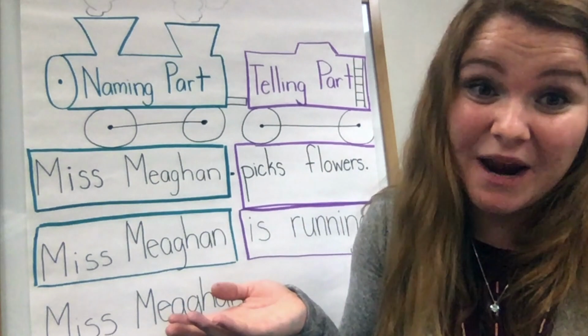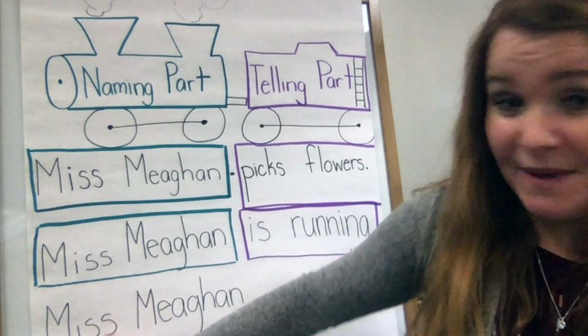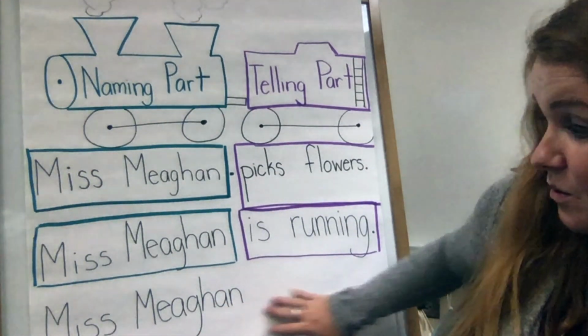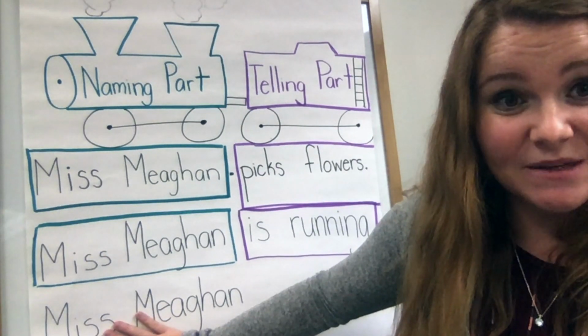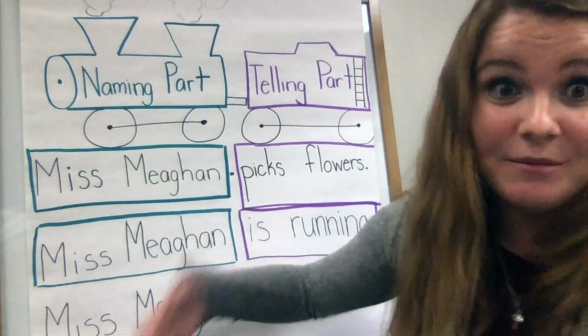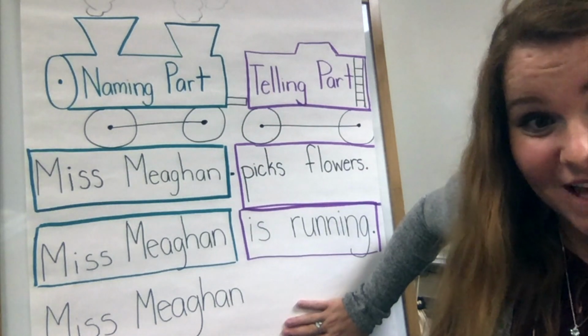If you're not quite sure how to start your sentence with the naming part, you could start by using Miss Megan's name, Miss Megan. Then you could tell what I did. That would be your telling part. If you don't want to use my name, that's okay. You could start with your name. You get to choose. You can either start with my name or you could start with your own name and then tell the rest of your story with the telling part.